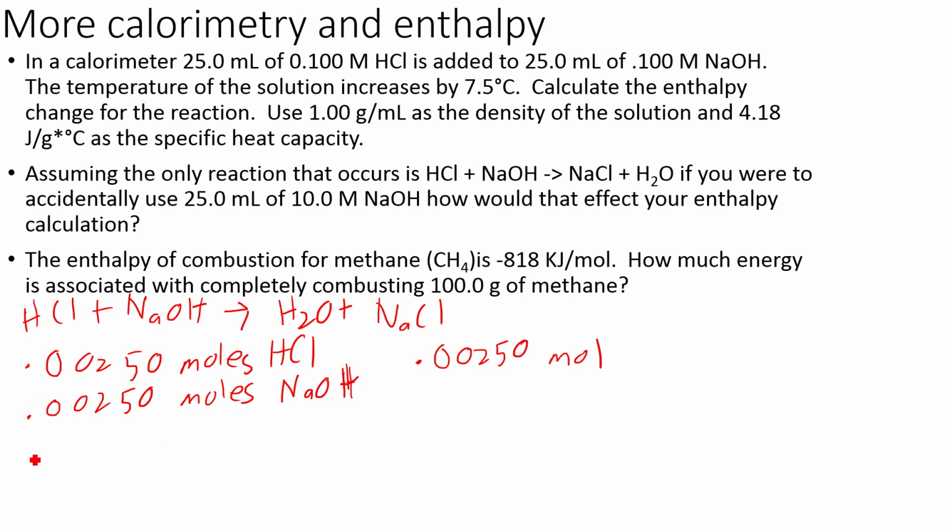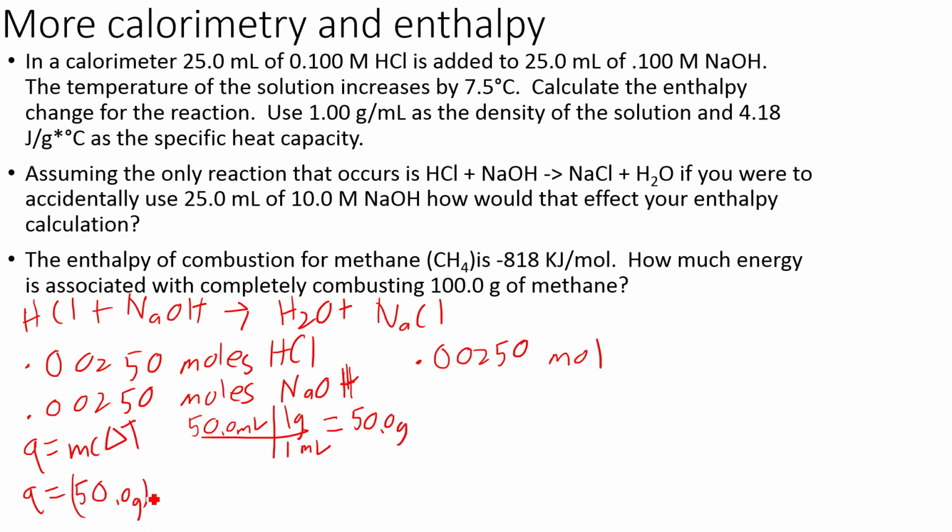So, to be able to figure out how much energy was associated with that release, we can go with Q equals mc delta T. And we know, we don't know Q. We know the mass. We were told the density is 1.00 grams per milliliter. And we know that we have 50 milliliters of solution because we have 25 milliliters of HCl and 25 milliliters of NaOH. So I have 50.0 milliliters of solution. And I know that for every 1 milliliter, there's 1 gram. So that'll give me 50 grams. So our mass for our Q equation was 50.0 grams. We were then told to use a specific heat of 4.18 joules per gram times degrees Celsius.